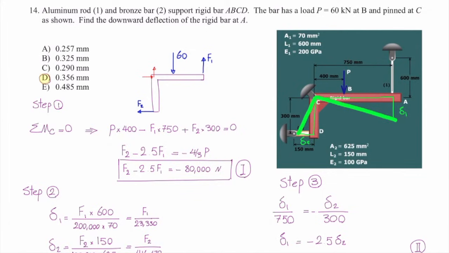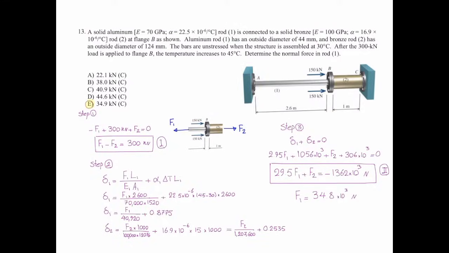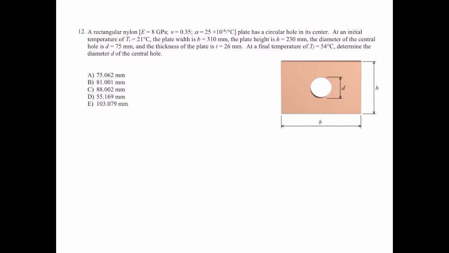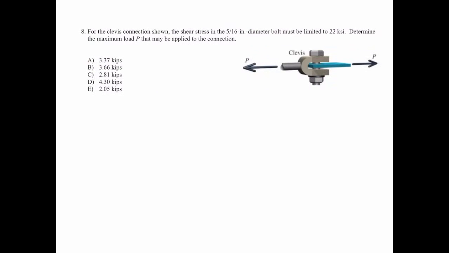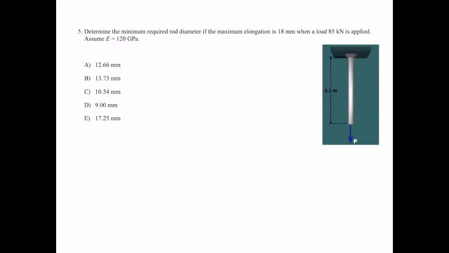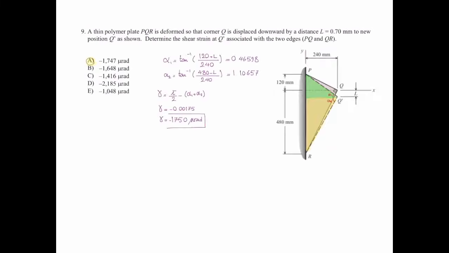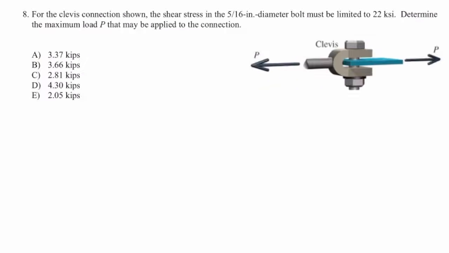Okay, so we have solved two problems which are kind of the most difficult and the most time-consuming questions in that exam. How many questions remained? This is easy. Yep, pretty much easy. Not difficult. Okay, let's do that. Let's finish the solution here. For the connection shown, the shear stress in the 5/16 diameter bolt must be limited to 22 KSI. Determine the maximum load P.